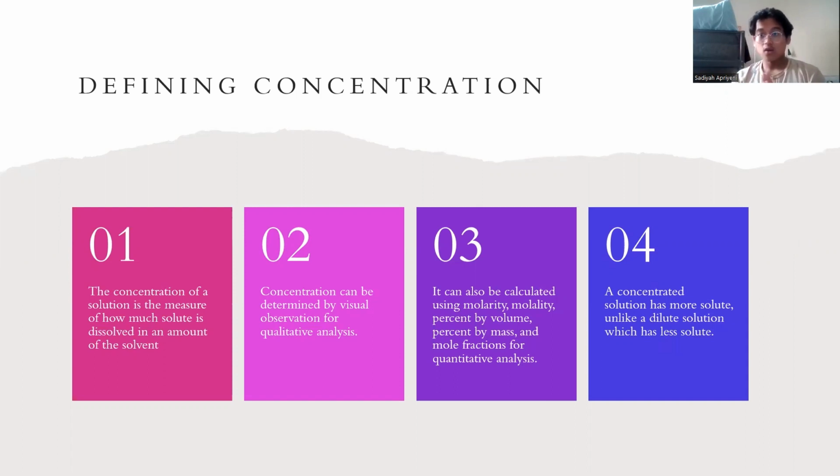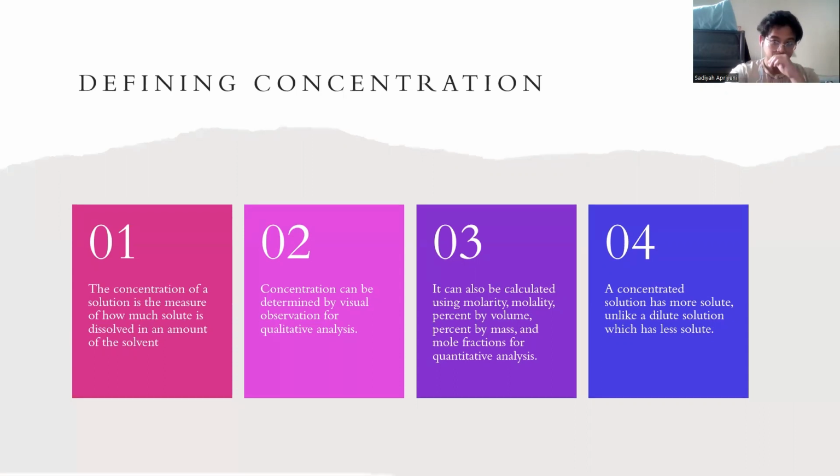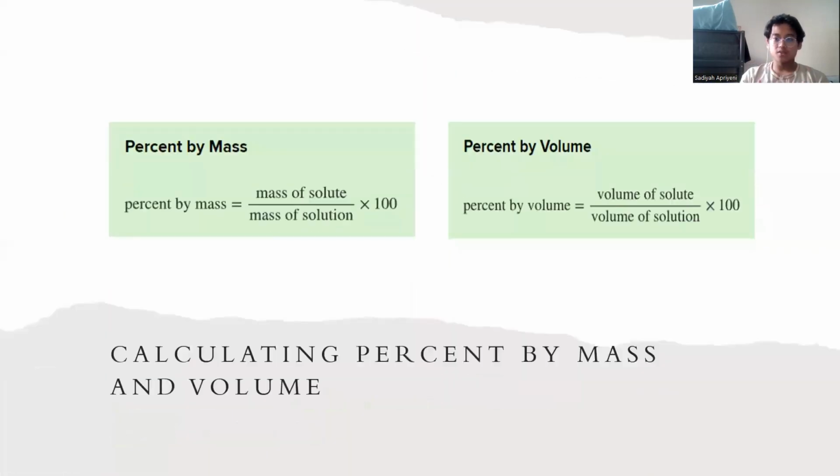Now you can also calculate the concentration by using molality, percent by volume, percent by mass, and mole fraction for quantitative analysis. A concentrated solution always has more solute, unlike a dilute solution, which has less solute than the solvent. All right, let's move on to our first way of calculating, which is percent by mass. And it's very, very simple.